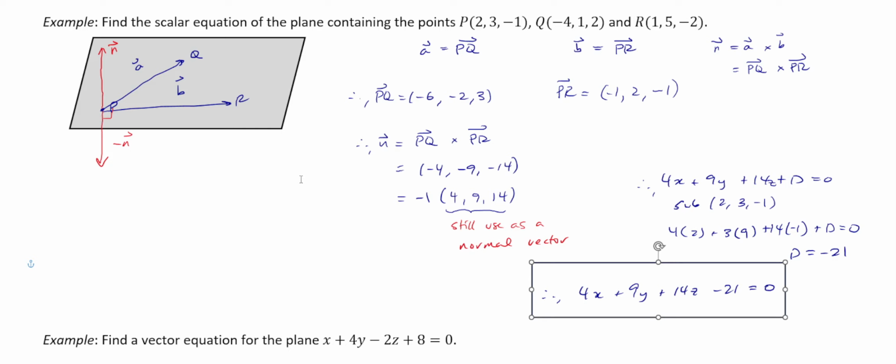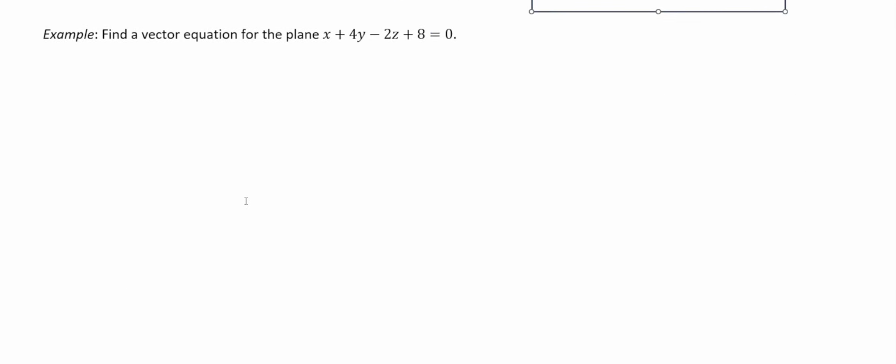Okay, yeah, so this one right here is the last example for this lesson. Find a vector equation for the plane x + 4y - 2z + 8 = 0. So we're starting with the scalar equation of a plane, and now we'll go backwards to the vector equation.